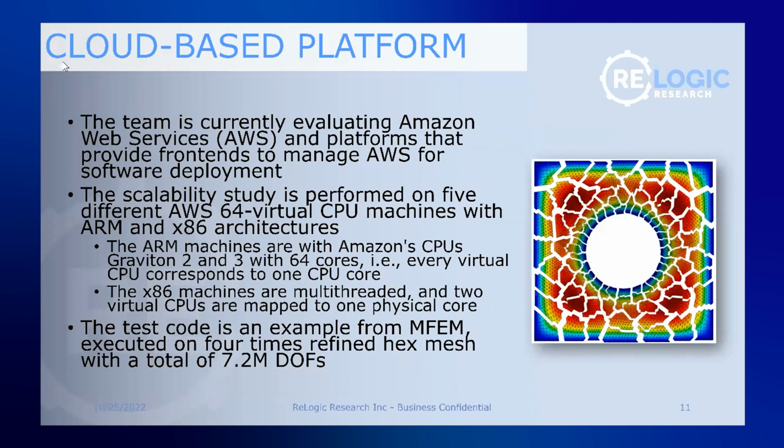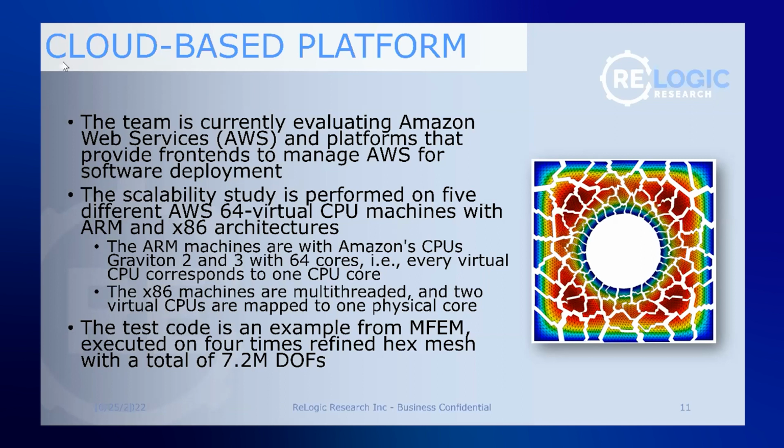The final thing that we've been focused on, besides the pre- and post-processors and some of the enhancements, is also just demonstrating scaling and setting up a cloud-based platform. So right now, AWS has been the main focus, and we just completed a scaling study on five different virtual machines. Of particular interest to us were the ARM machines, and we were going into this kind of knowing that the x86 architectures, because of their multi-threading, probably wouldn't scale as well.